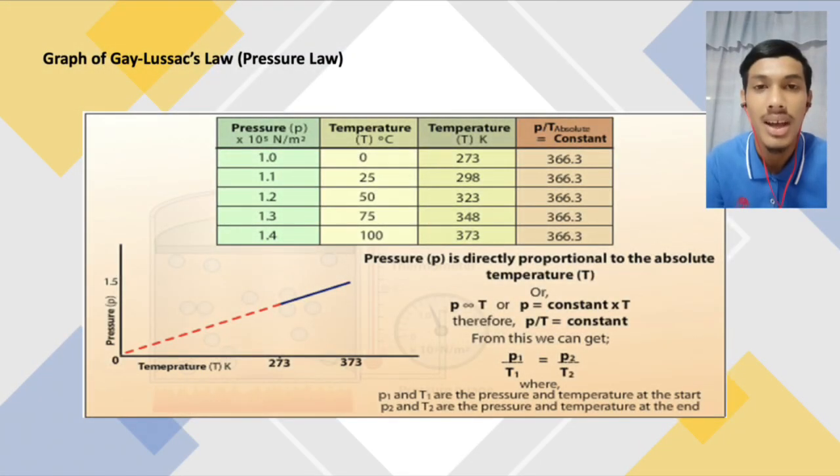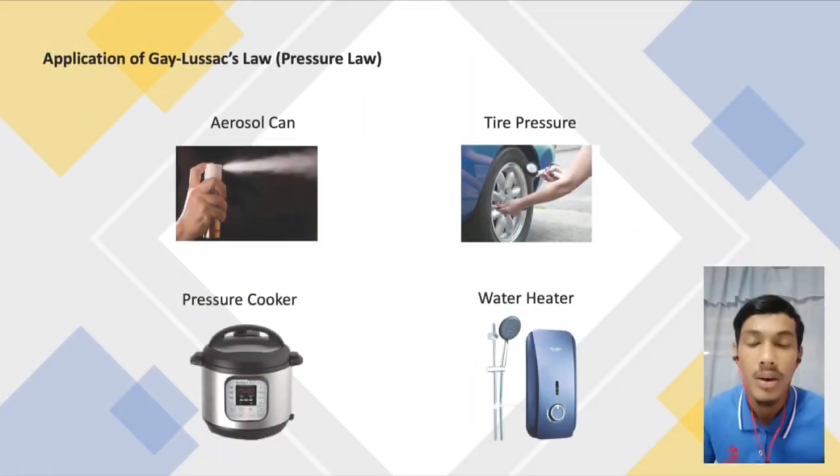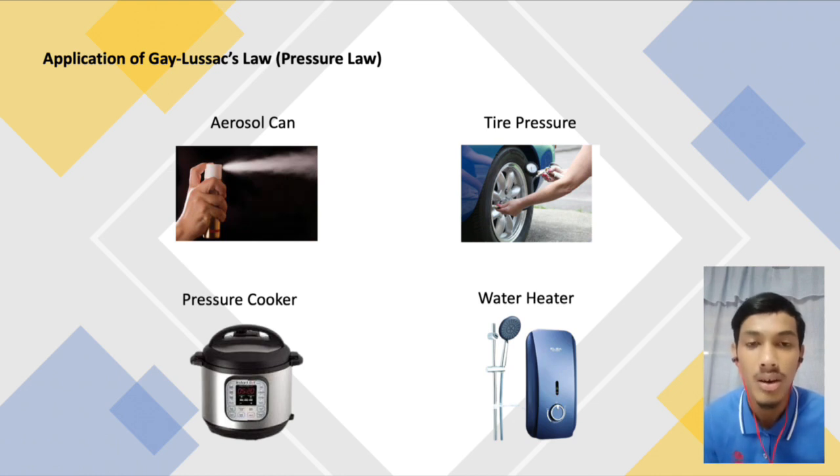Next, we will take a look at the graph of Gay-Lussac's law, or pressure law. As we can see, the graph shows that pressure is directly proportional to the temperature. There are many applications of Gay-Lussac's law in our real life. The first one is the aerosol can. The second is tire pressure. The third one is the pressure cooker. And lastly, the water heater.